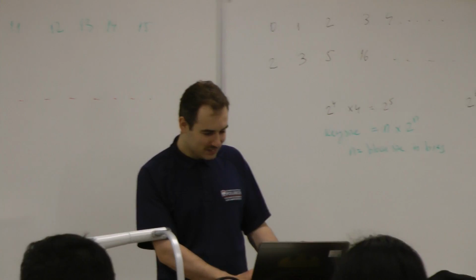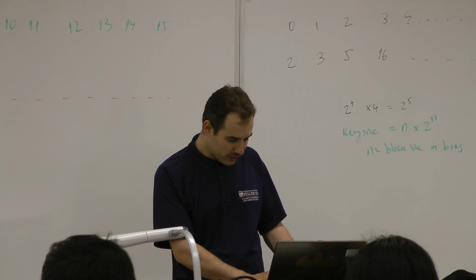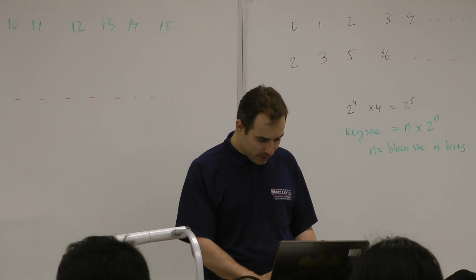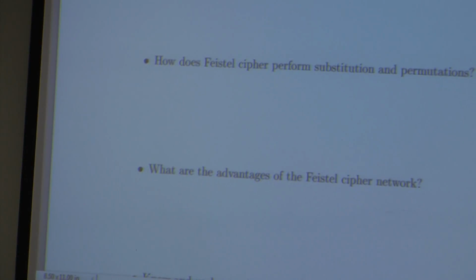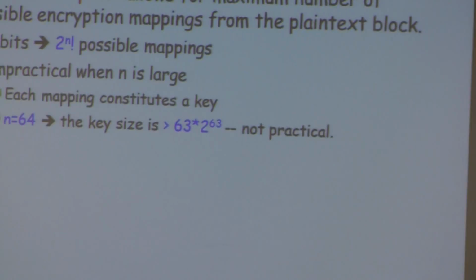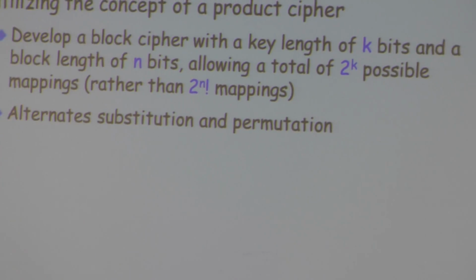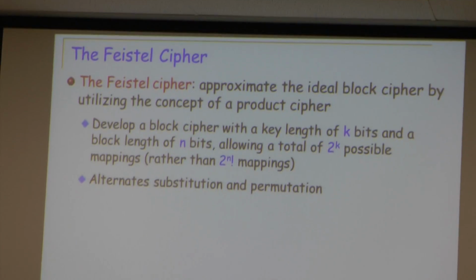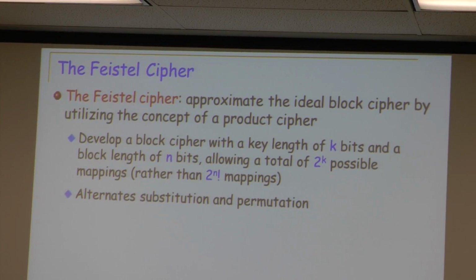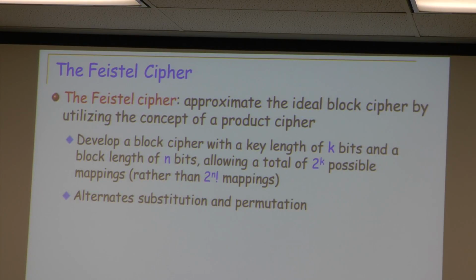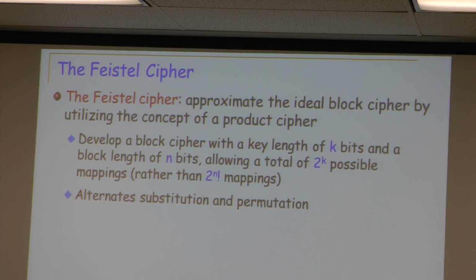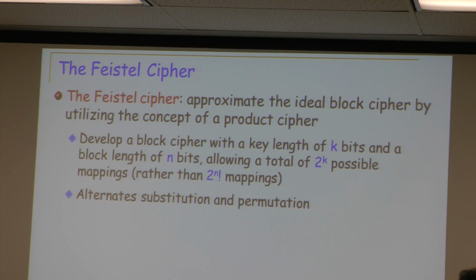All right. So that's basically the idea there. Now this takes us right to our next question, which asks us, how does the Feistel cipher perform substitutions and permutations? So this takes us right to the Feistel block cipher. The reason why we need something like a Feistel cipher is because the ideal block cipher is just not practical. N times 2 to the n key size is way too much. That's just too big of a key.